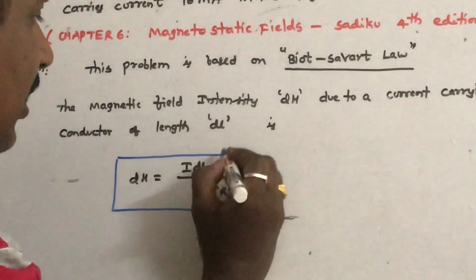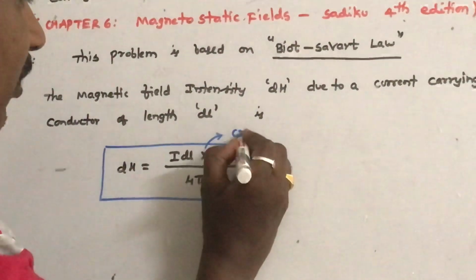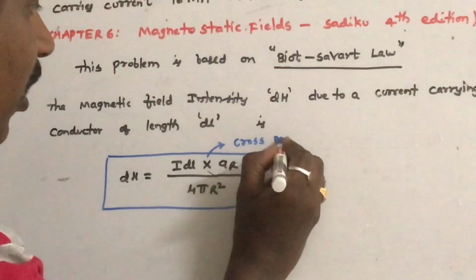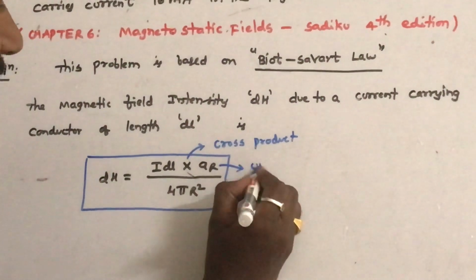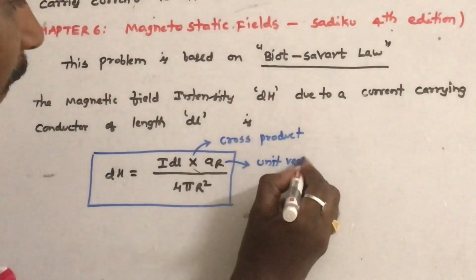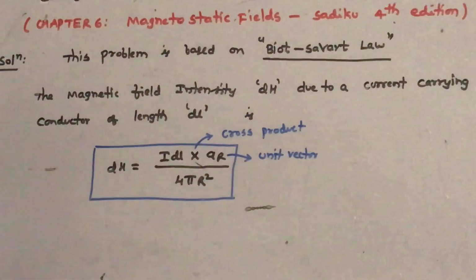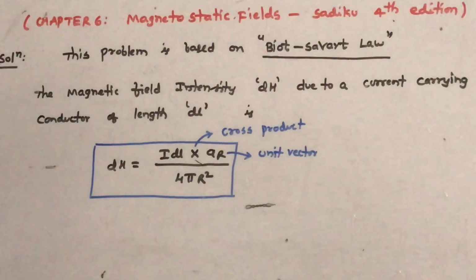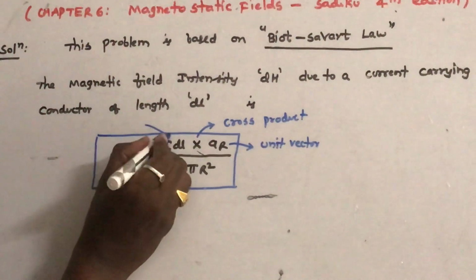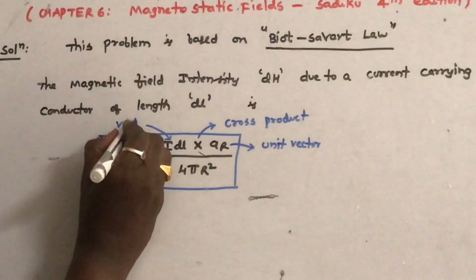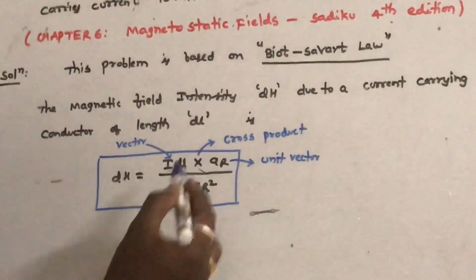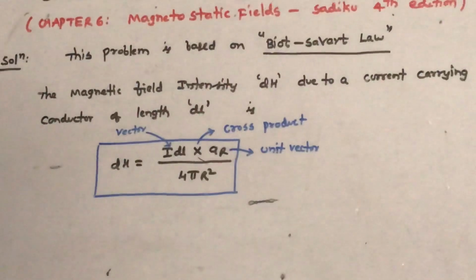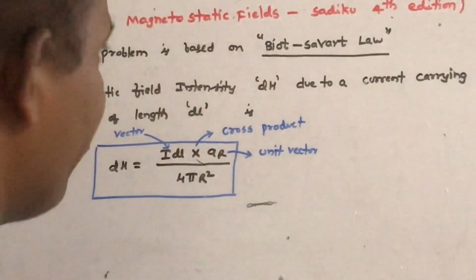So remember that this is a cross product. Since this is a cross product, a_R is a unit vector. I dl is also a vector quantity, because in A cross B, this term has to be a vector and this term has to be a vector, because this is a cross product. Now what is the given information? Let us put the given information.